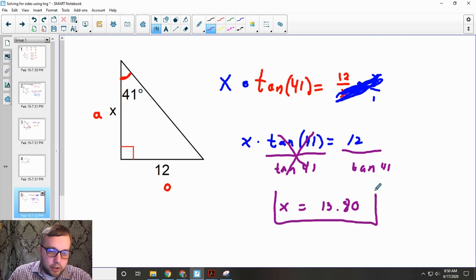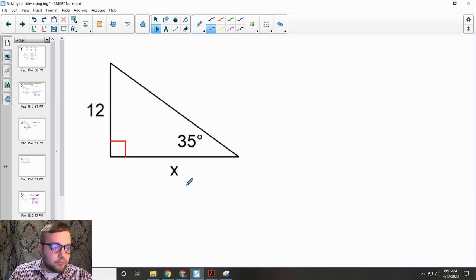All right, let's do one more of these, and then I'll let you guys be off to the races. Here's another. So 35 degrees. That means this over here is the opposite, and this is the adjacent. I think this is going to be another tangent problem.